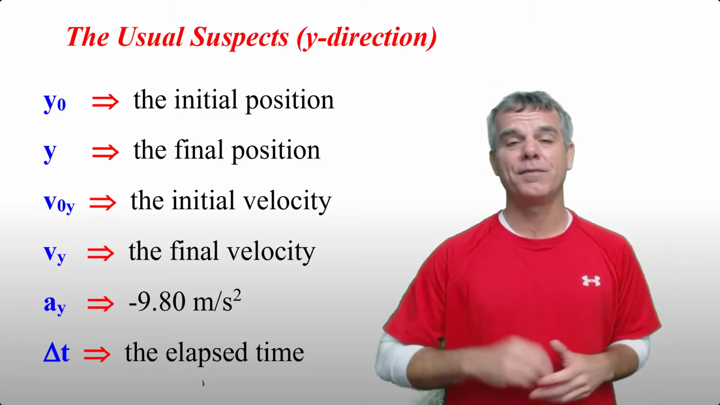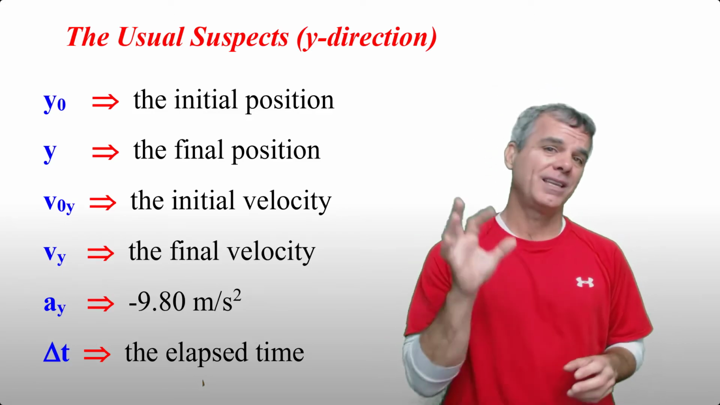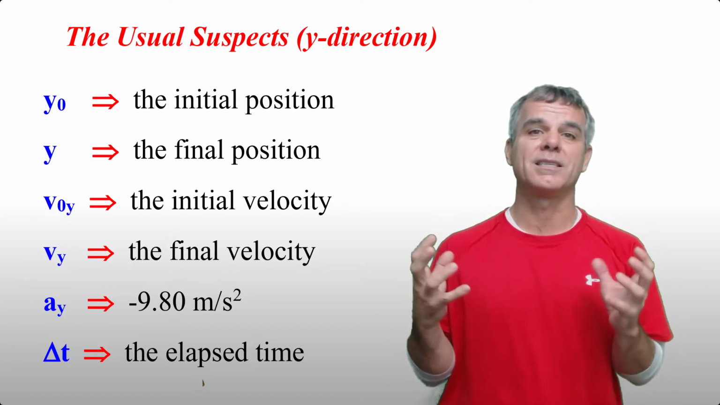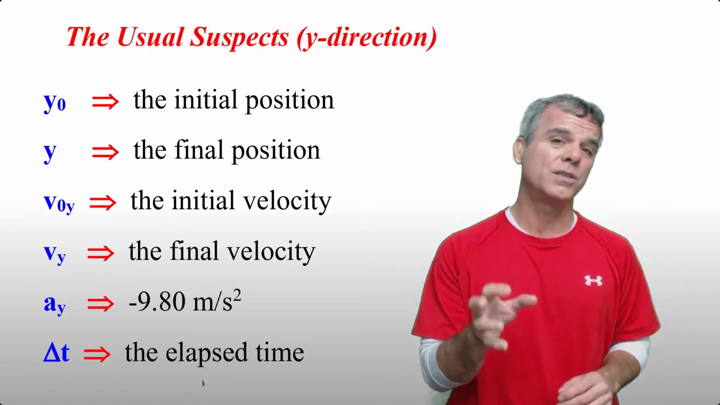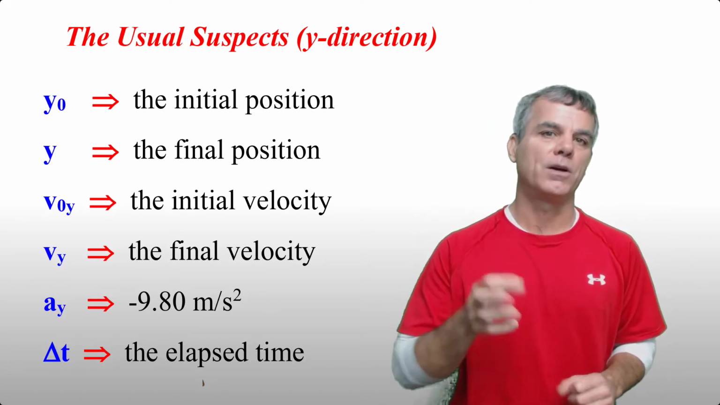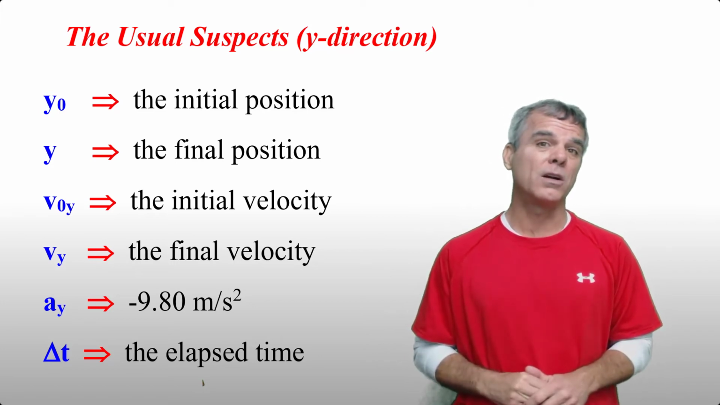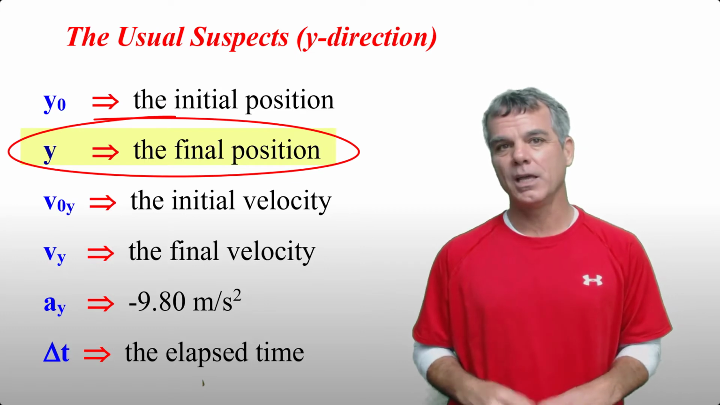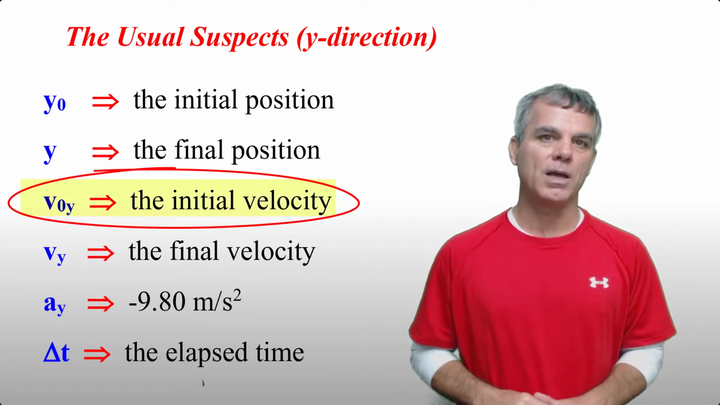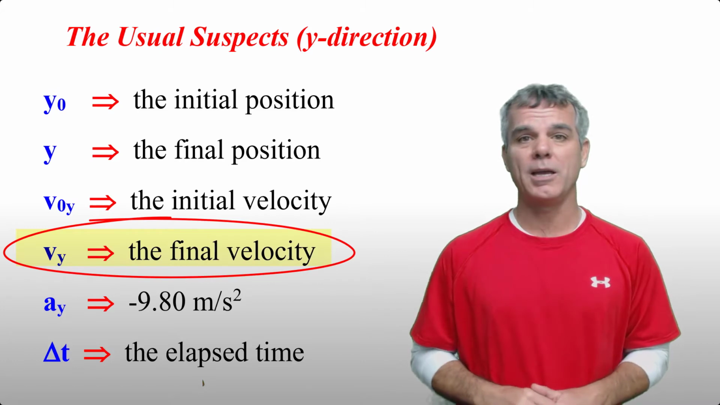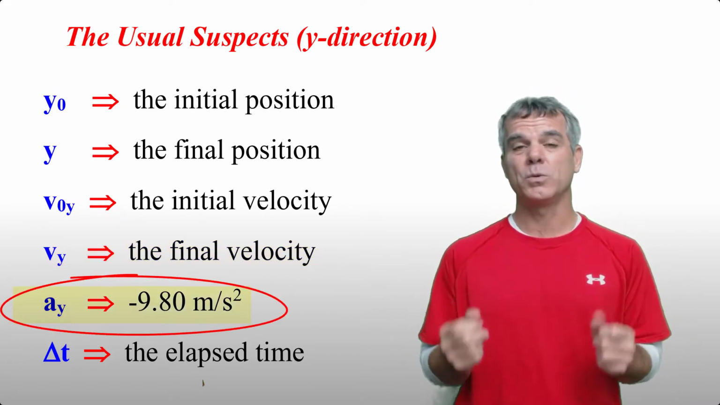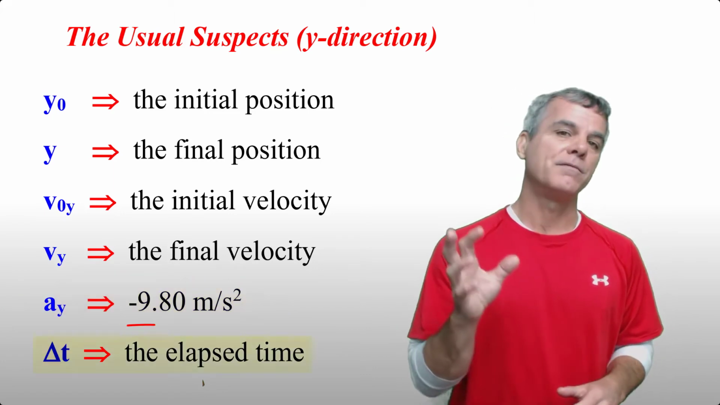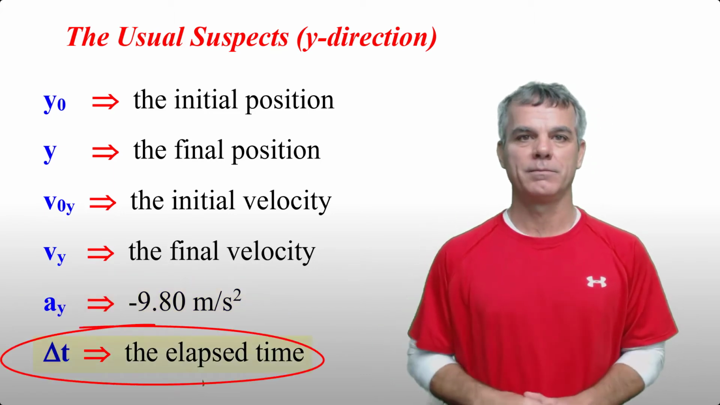Now that we've seen free fall in action, let's take a look at the equations of free fall. But first, let me quickly summarize the 6 different physical quantities that you'll see in any free fall problem. Those 6 quantities are initial position, y naught, final position, y, initial velocity, v naught y, final velocity, vy, acceleration, ay, which we know is -9.8 meters per second squared near the Earth's surface, and finally, elapsed time.